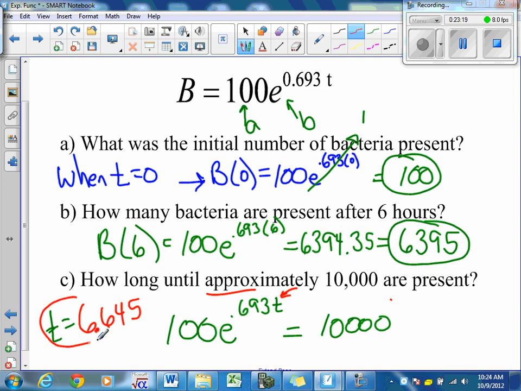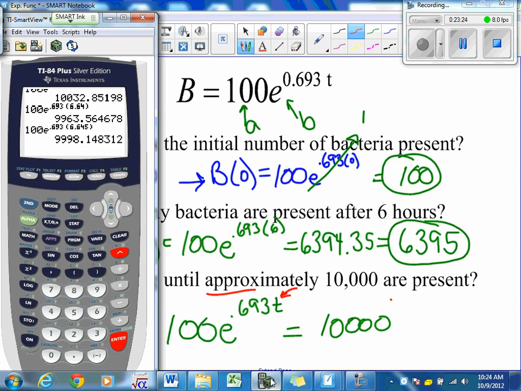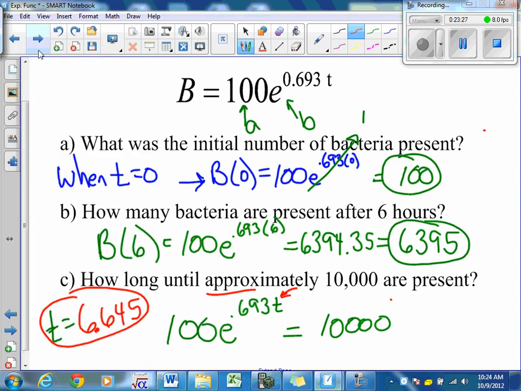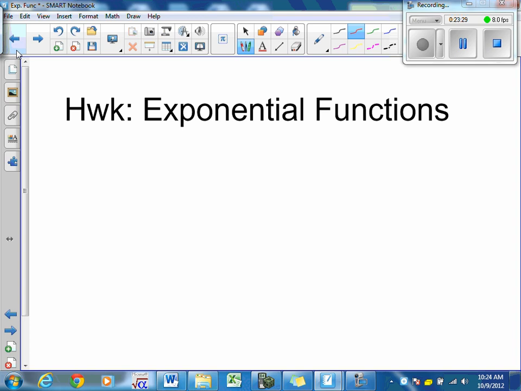At this point, there's no way to find that exactly. There will be, give us time. But for now, we're just doing guess and check on the calculator. All right. That is it for the video. We will work on the problems on the homework on exponential functions tomorrow in class.